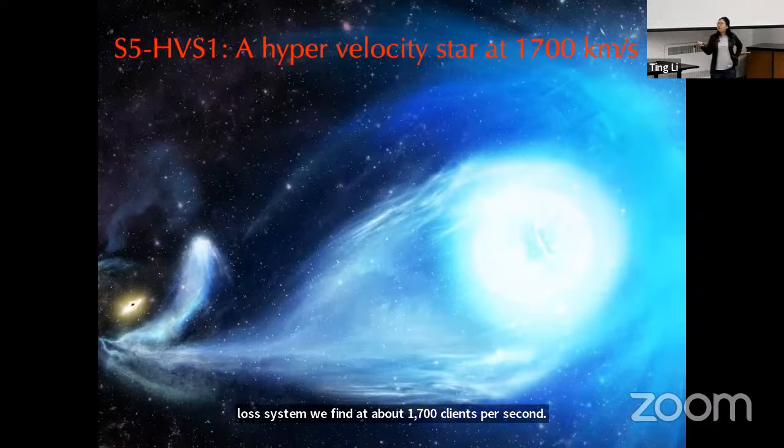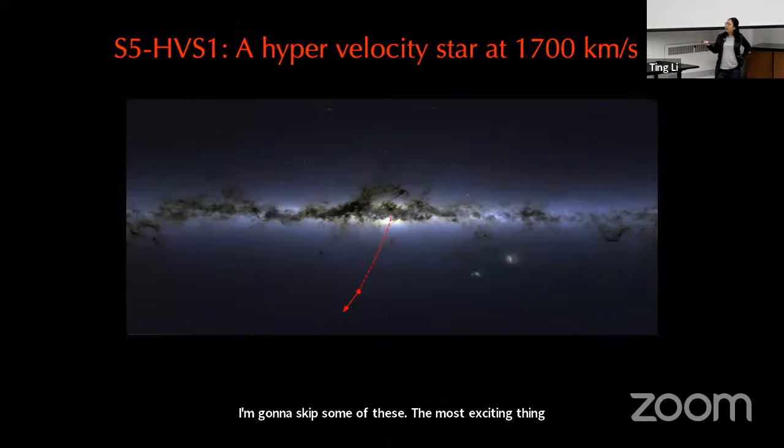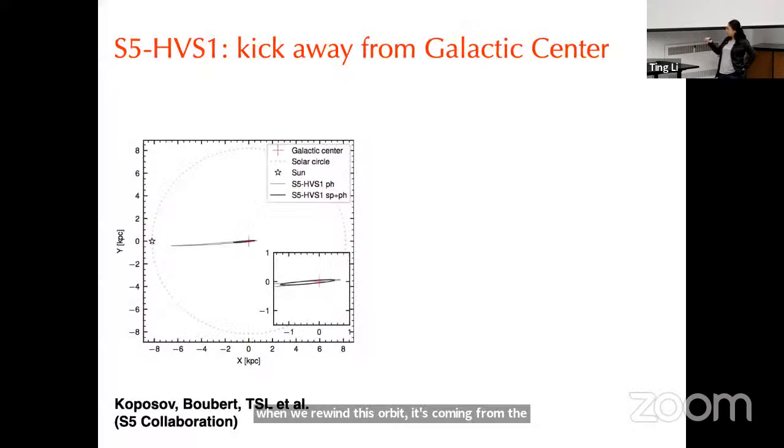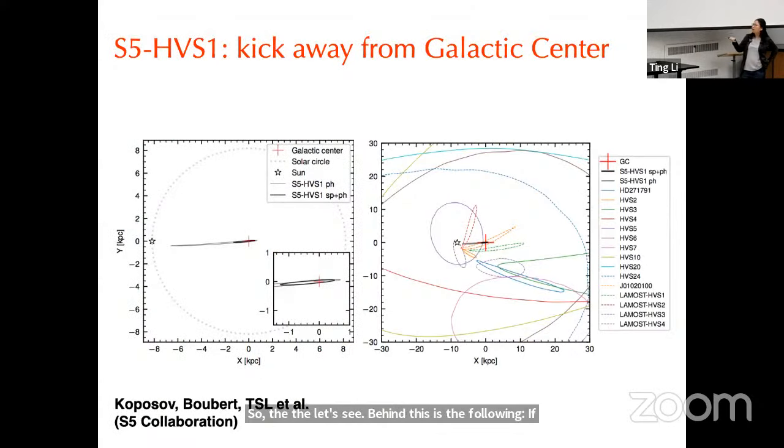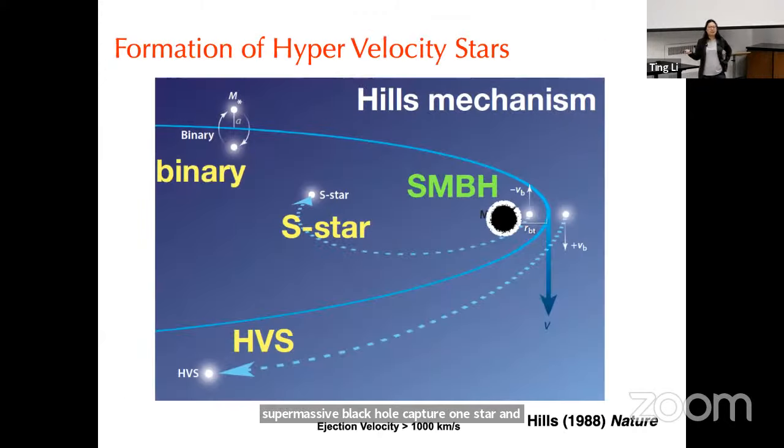The most exciting thing we found is that it's not only that fast, but also when we rewind its orbit, it's coming from the center of the galaxy. So the theory behind this is the following. If there's a binary star orbiting each other and they get close to the center of the Milky Way, the supermassive black hole captures one star and then ejects the other star. And that star gets to 1700 kilometers per second.